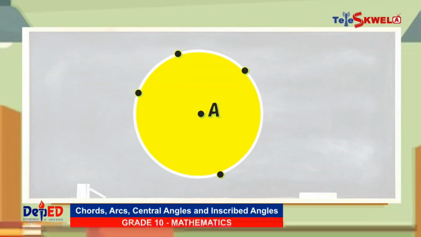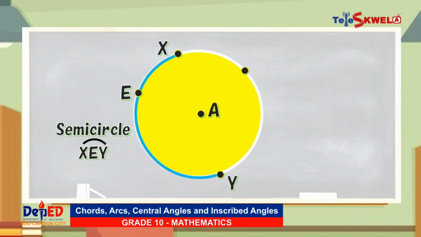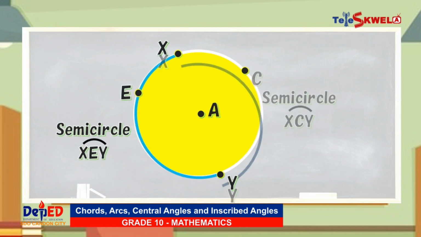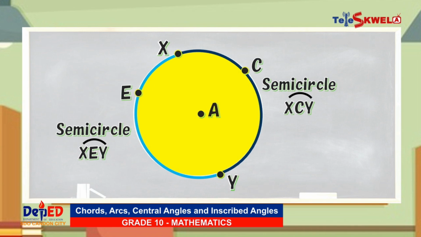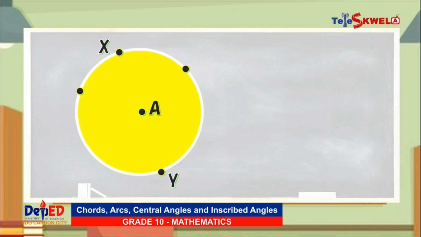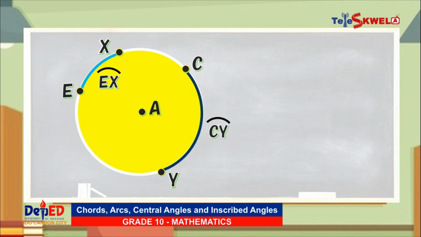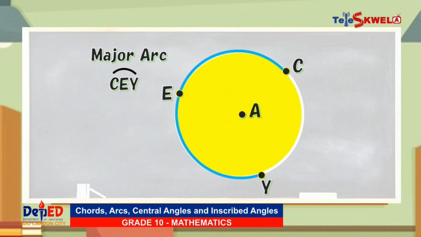Referring to circle A, arcs XEY and XCY are semicircles. Arcs EX, CY, and EY are minor arcs. An arc CEY is a major arc.